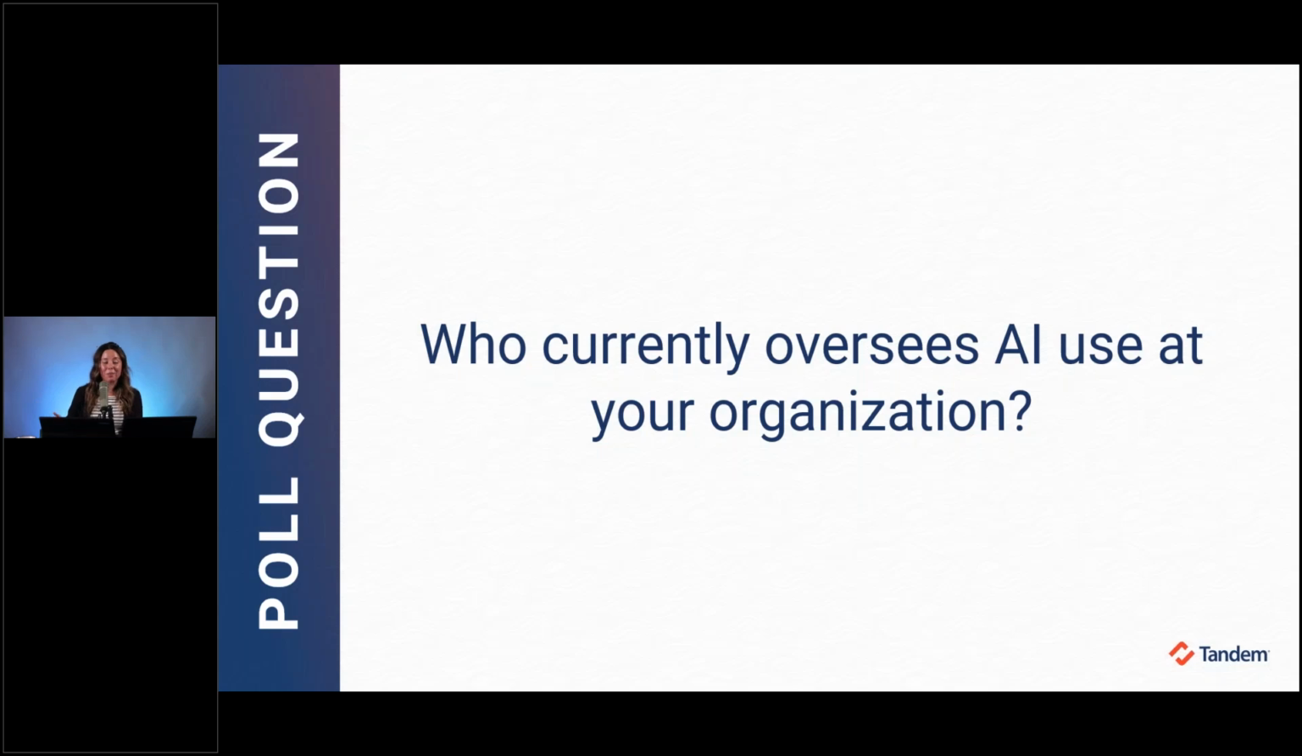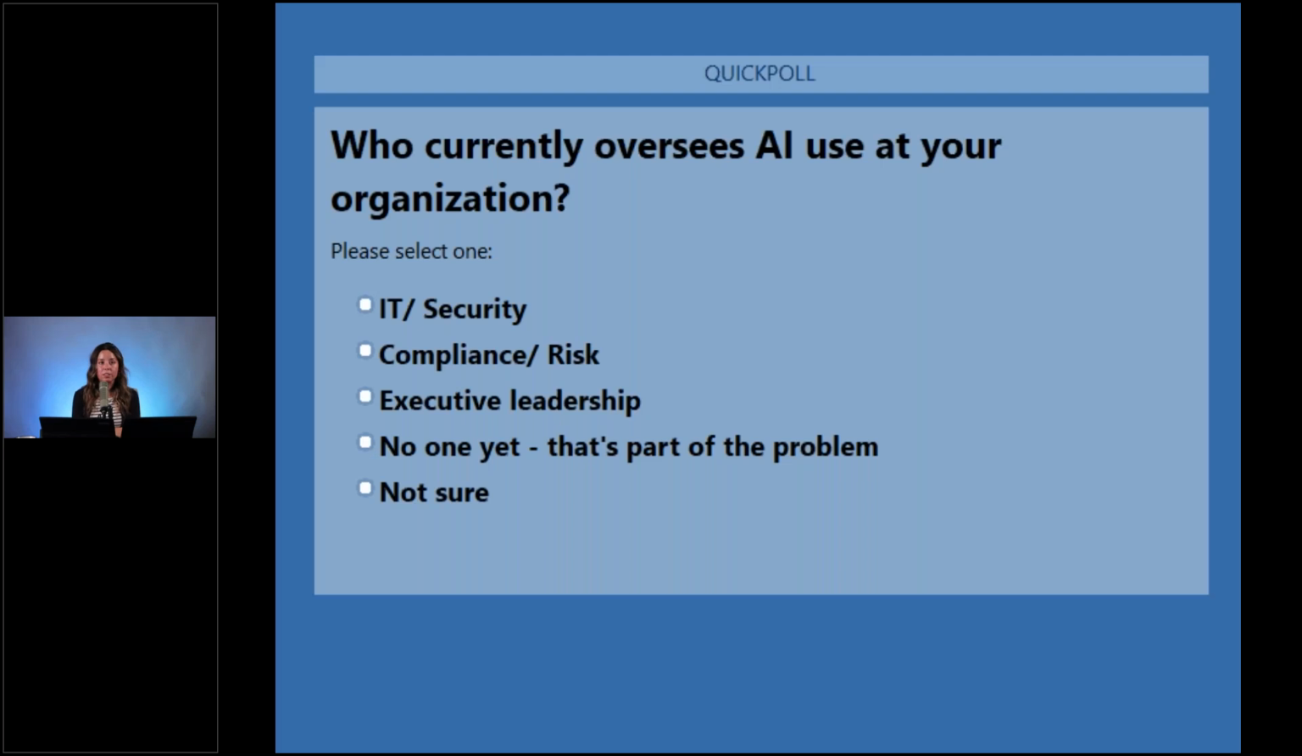And you thought we were done with our poll questions, but we have just another one for you. I like to pull all of this information. Okay, so our next poll question is, who currently oversees AI use at your organization? Our answer choices are IT security, compliance or risk, executive leadership, no one yet, and that's probably part of the problem, or not sure. All right. We're seeing about 50% in IT security. Great, we can go ahead and close those polls.